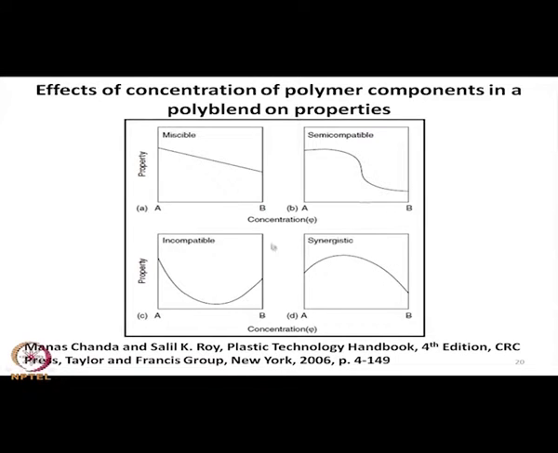If you look at the diagram, it shows 4 different cases. One case is miscible, second case is semi-compatible, third case is incompatible and fourth case is synergistic. The previous figure which I showed is broken into 4 different curves. So, these completely explain the effects of concentration of polymer components on the properties of the polymer blends.